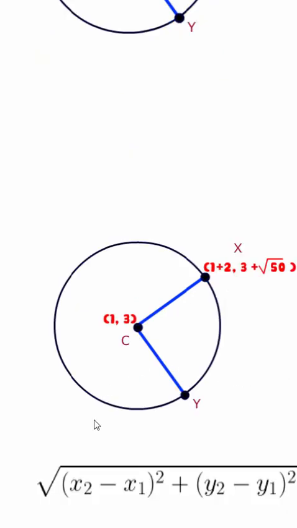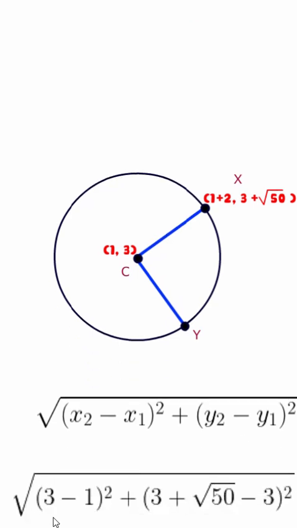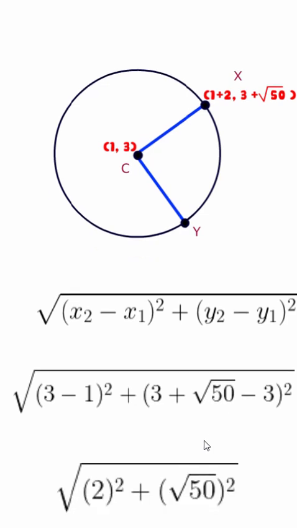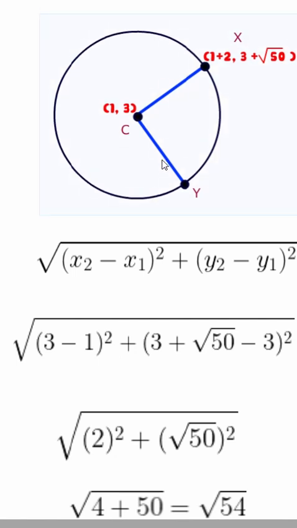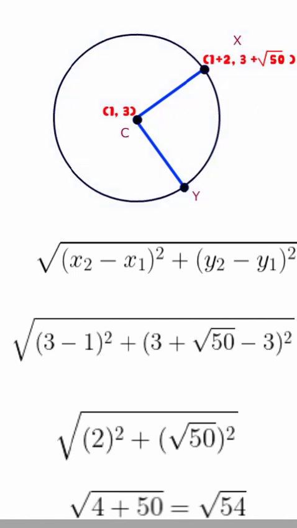A little reminder on the distance formula, it is the square root of x2 minus x1 squared plus y2 minus y1 squared. So we're just going to take these numbers and throw them in for x2 and x1. As you can see here, 1 plus 2 is 3, minus 1 is what we have here, and then y2 minus y1. So what's y2? It's 3 plus the square root of 50, minus 3. And once we simplify this, you'll end up with the square root of 54. So that's how big this blue radius is, a square root of 54.